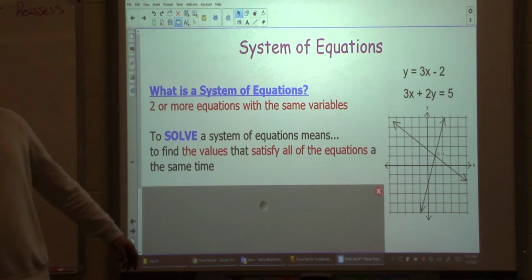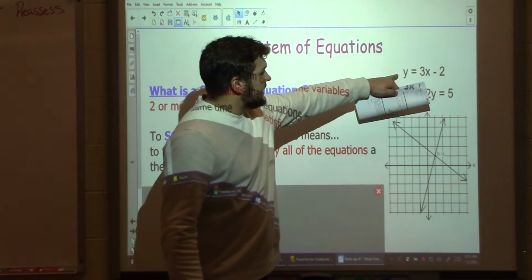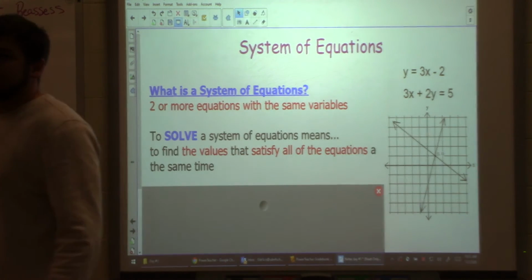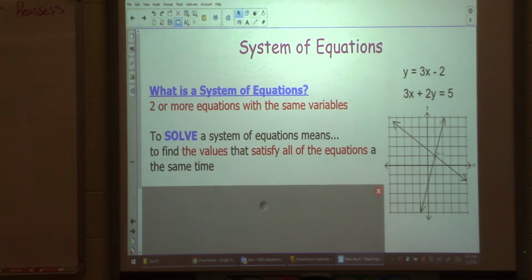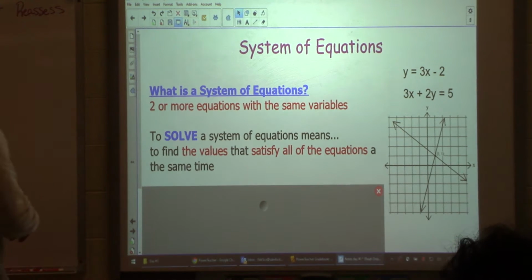So to solve one of those systems, we're going to find the values that satisfy all of the equations. If you find a solution for this top equation, but it doesn't work for the bottom equation, that is not a solution for our set or our system. It needs to satisfy both of the equations at all times.